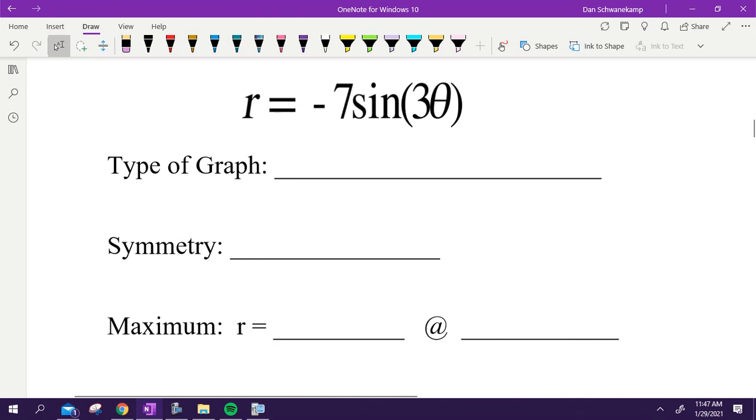Do that one. You don't have to actually graph it. Just tell me the different things. What type of graph is it? What's the symmetry? Where's the maximum going to happen? Hold it up. There we go. Let's look. Type of graph.